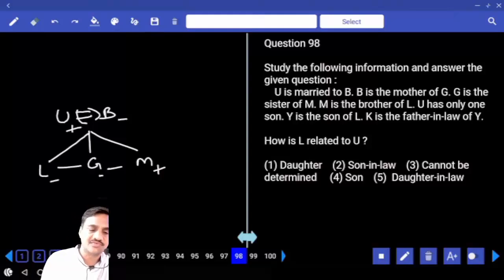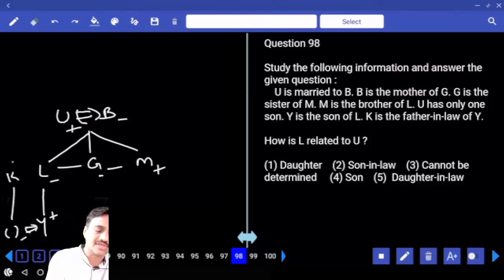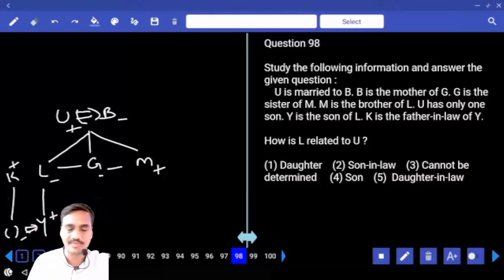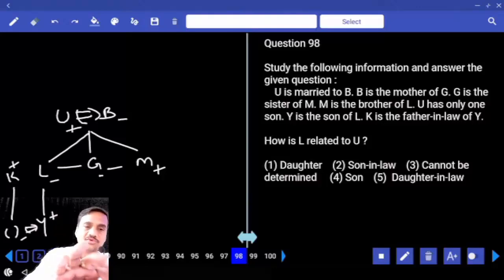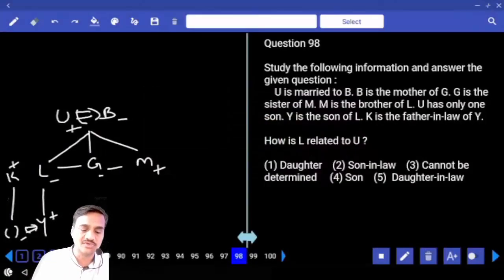Y is the son of L. Now this Y is the son of L. K is the father-in-law of Y. That means Y's wife's father is K. And how is L related to U here? U's daughter. Daughter, that is choice 1, question number 98.